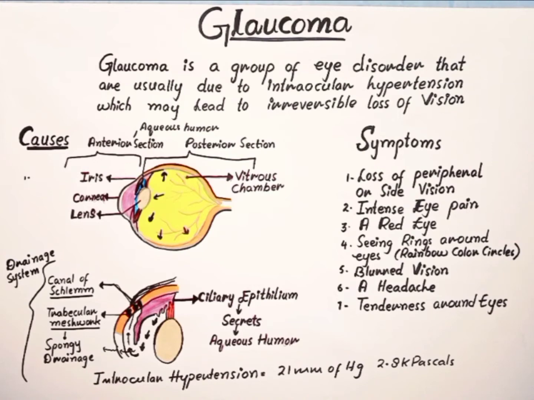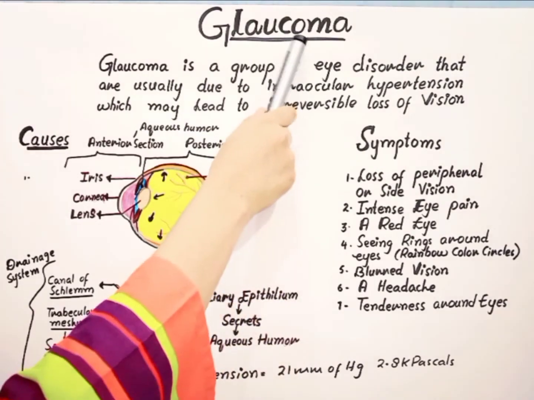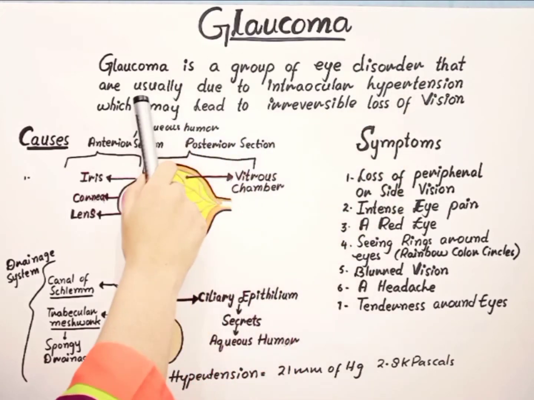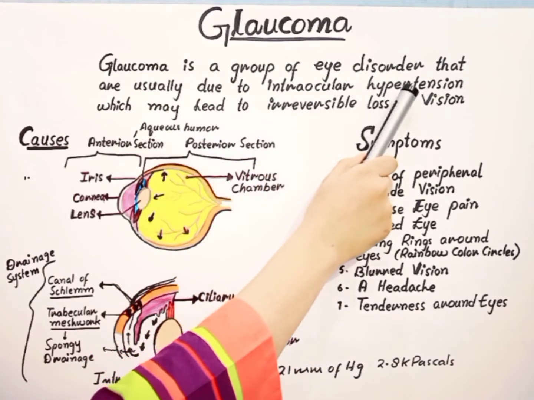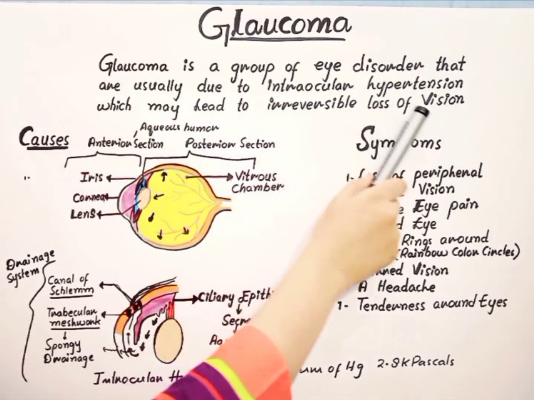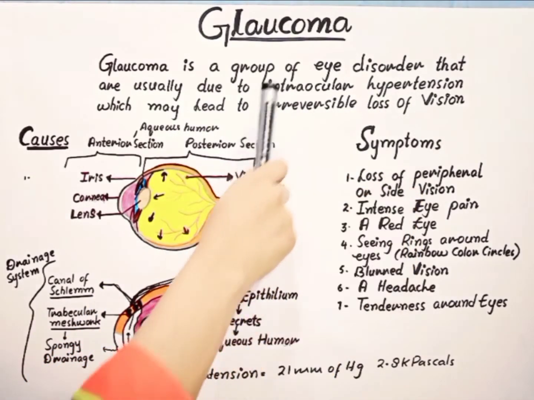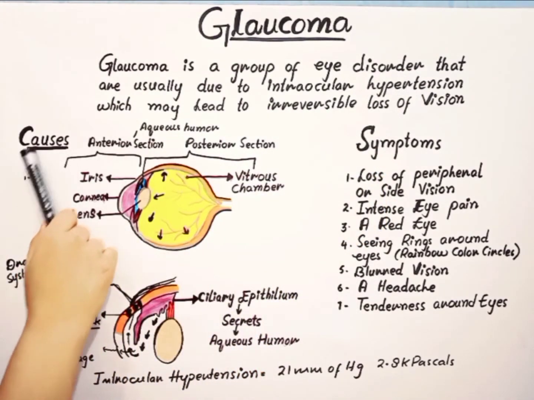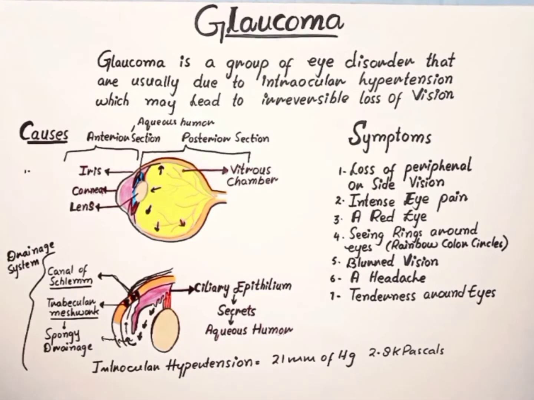In today's lecture, we are going to discuss glaucoma. Glaucoma is a group of eye disorders that are usually due to intraocular hypertension, and this may lead to irreversible loss of vision. So let's discuss what is this intraocular hypertension and what are the causes of this glaucoma.